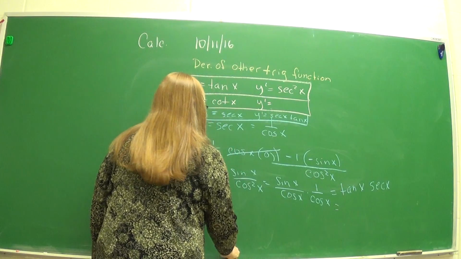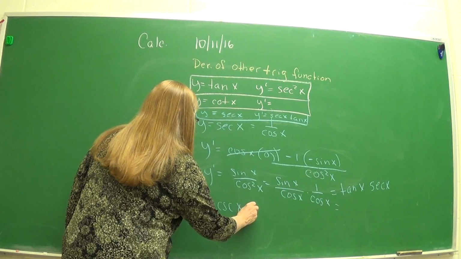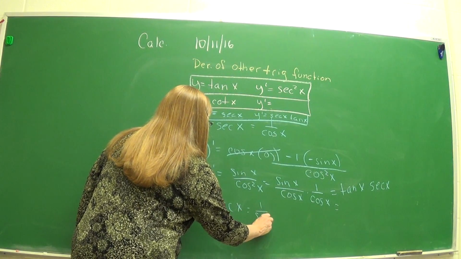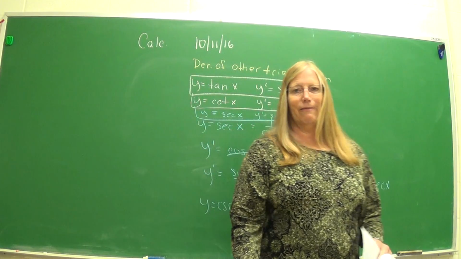So guess what you get to do? y equals cosecant x, which is 1 over sine x. Use the quotient rule and you will have its derivative.